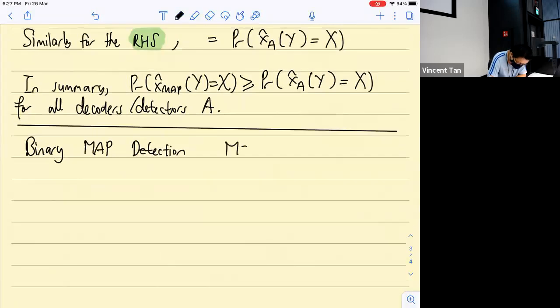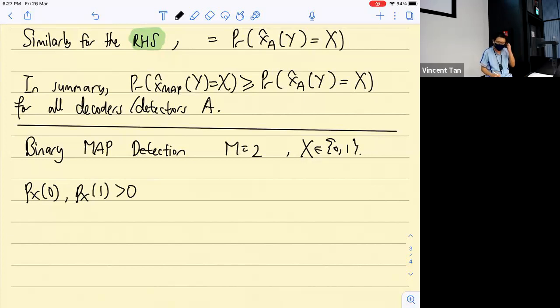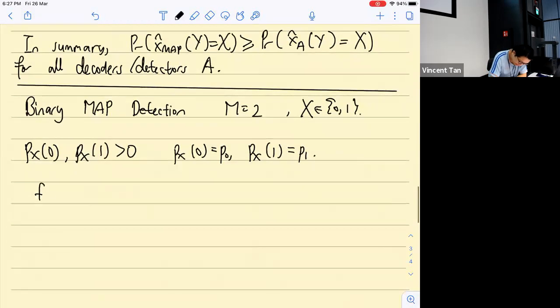So in this case here, m is equal to 2, and you can take the x to take on two values 0 and 1. So we always assume that the prior distributions are all positive, otherwise there's nothing to do. So P of x of 0 is equal to, say, P0, and P of x of 1 is equal to P1. Now our model evidence, f of y, is just tracking the definition: P0 f of y given x, y given 0, plus P1 f of y given x, y given 1.